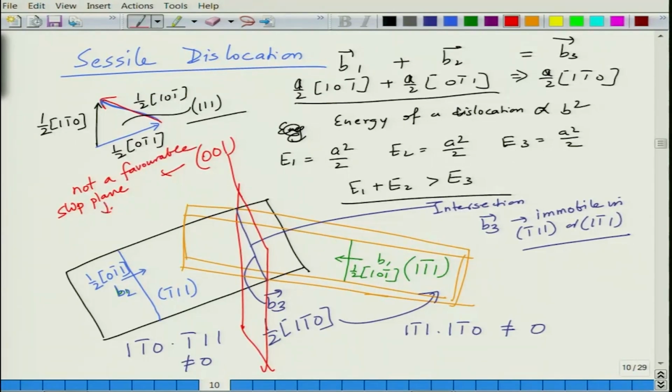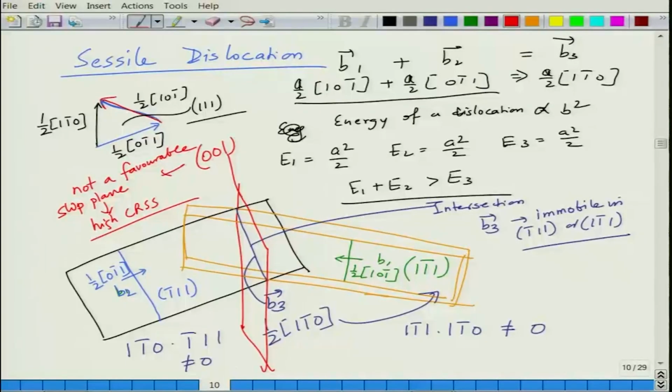So, which means it will have a high CRSS. So, basically what we have done is, you have created two dislocations which were moving nicely in two different planes, but when they met each other they gave rise to another dislocation whose Burgers vector is different. It does not lie in any of the original slip planes. The Burgers vector lies in another plane which is not a slip plane. So, as a result you increase the shear stress required to move the dislocation.